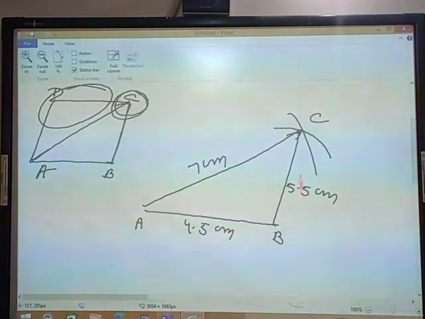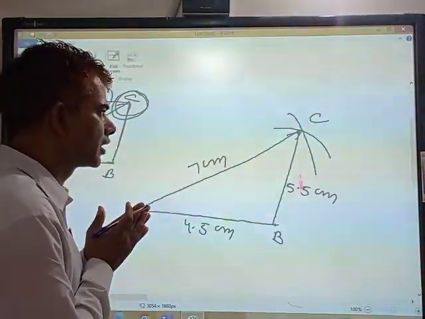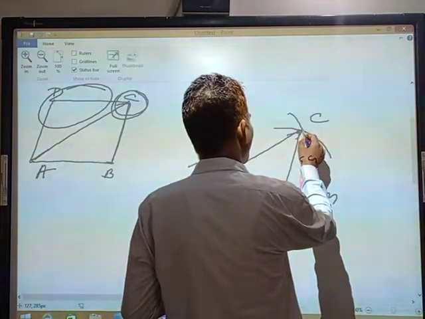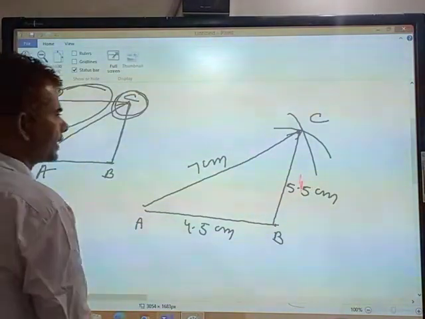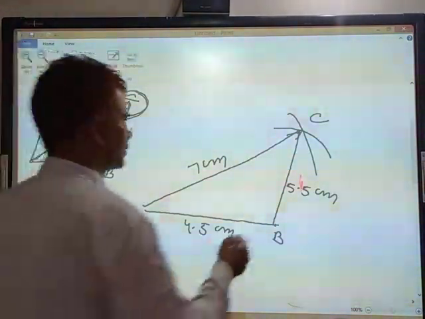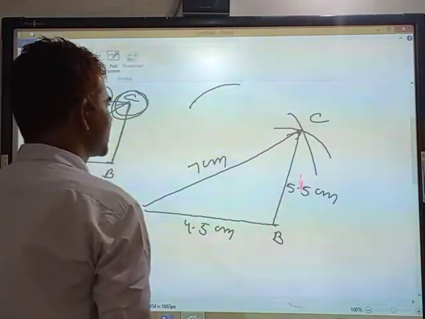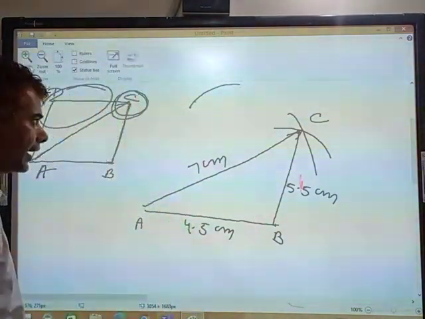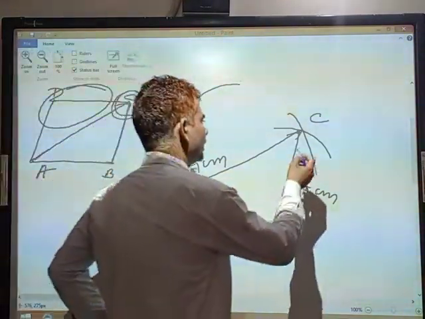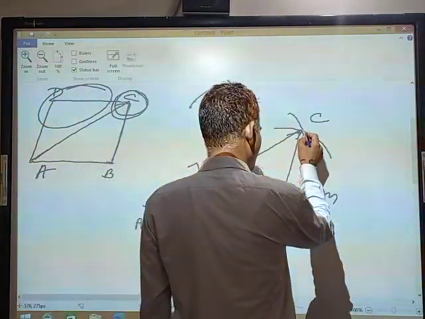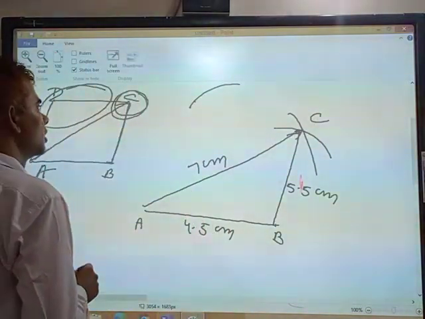Put the tip of compass on point C and draw an arc of radius 4 centimeter. Any doubt? Any problems? Put the tip of compass on point C and draw an arc of radius 4 centimeter.